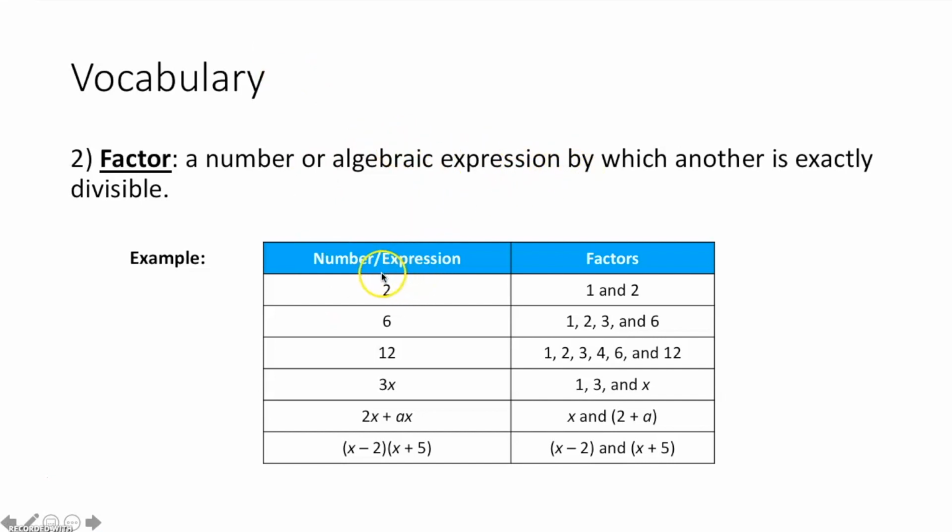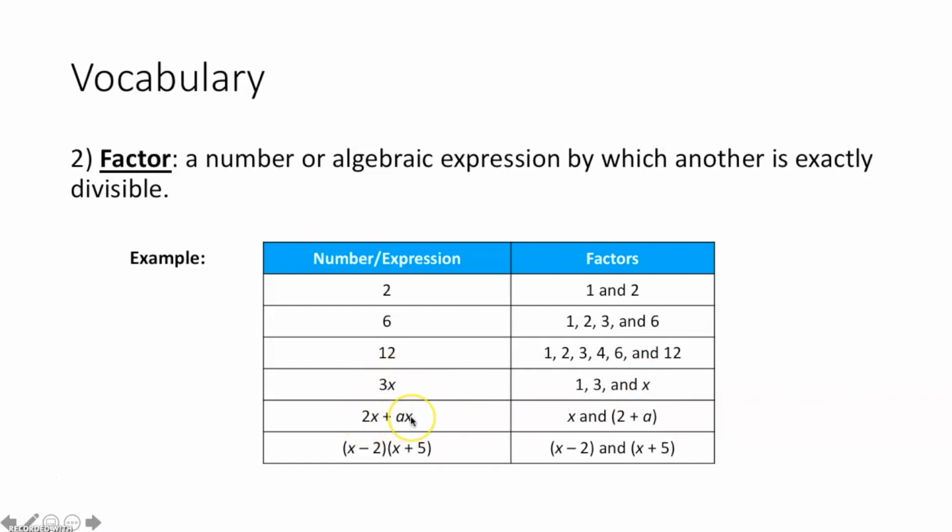So here you can see our number 2 has factors 1 and 2 because both of those numbers can divide into 2. 6 has factors 1, 2, 3, and 6 because each of these numbers can divide into 6. 12 has factors 1, 2, 3, 4, 6, and 12 because each of these numbers separately can divide into 12. What about 3x? Well, we know 1 can divide into 3x, 3 can divide into 3x, and x can actually divide into 3x as well.